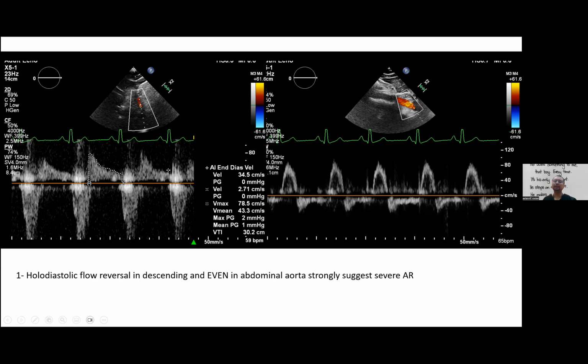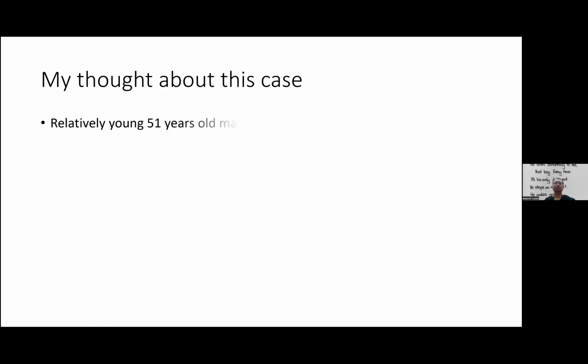Even more striking and more specific, if you have reversal of flow in the abdominal aorta, you can basically bank on it that the patient has severe aortic regurgitation. As you can see here, this is the forward flow across the abdominal aorta, and this is the backward flow across the abdominal aorta, which is the holodiastolic flow reversal in the abdominal aorta, suggesting indeed that this is a very severe aortic regurgitation.